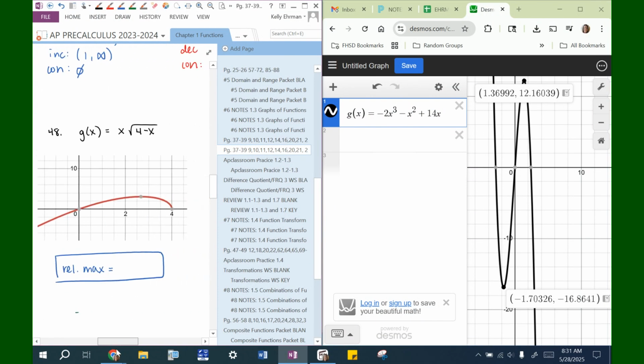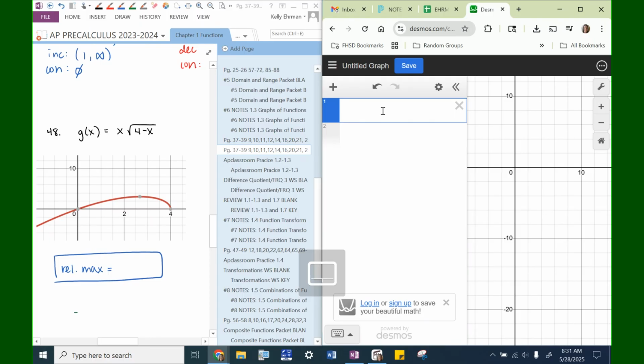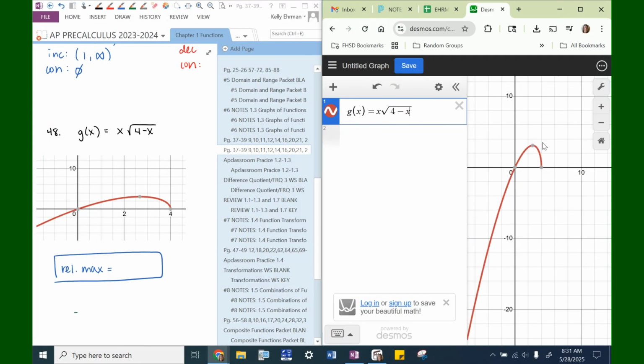All right. And then what about this equation? So I'm going to X out of that. g of x equals x times the square root of 4 minus x. And kind of an interesting little thing there.